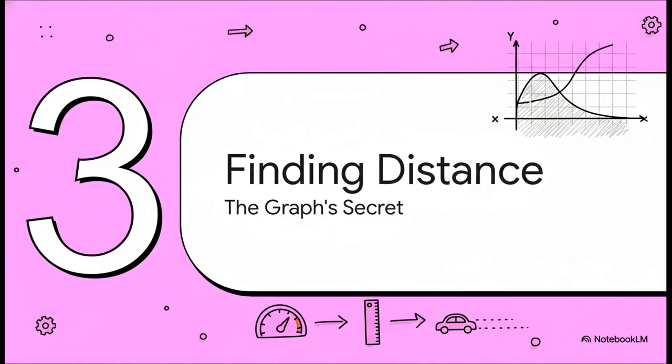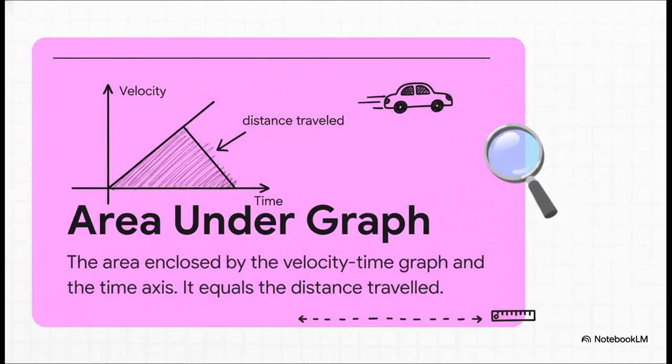Another very useful feature. They can also tell us the total distance an object has traveled. Let's see how we can unlock this secret. And here is the secret. The distance traveled by the object is equal to the area of the region enclosed under the velocity-time graph line and the time axis. I'll repeat that. The area under the graph gives you the total distance. This is a very powerful idea that we can use to solve many problems.